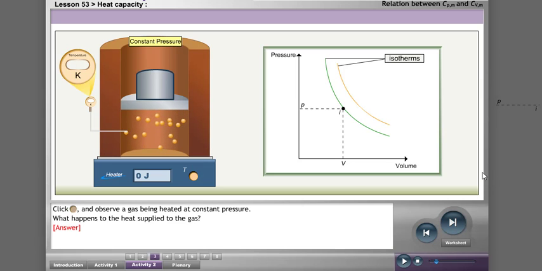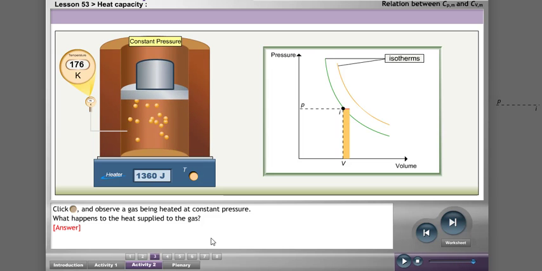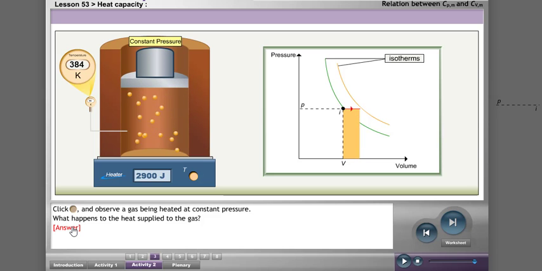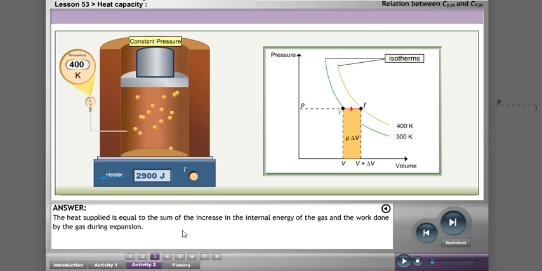Click on the button shown and observe a gas being heated at constant pressure. What happens to the heat supplied to the gas? Answer. The heat supplied is equal to the sum of the increase in the internal energy of the gas and the work done by the gas during expansion.